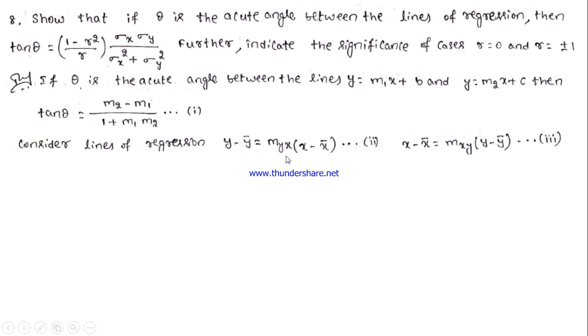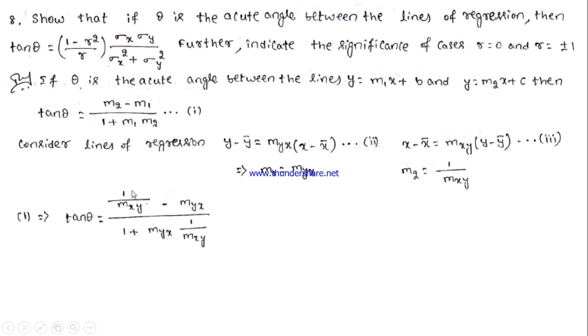We know in this equation slope is myx. We have discussed in the beginning itself, slope of this equation is given by what? Myx, and slope of this equation is given by reciprocal of mxy. It is reciprocal of the regression coefficient. Now using these two expressions in equation number 1, we get 1 by mxy minus myx divided by 1 plus myx into 1 by mxy.